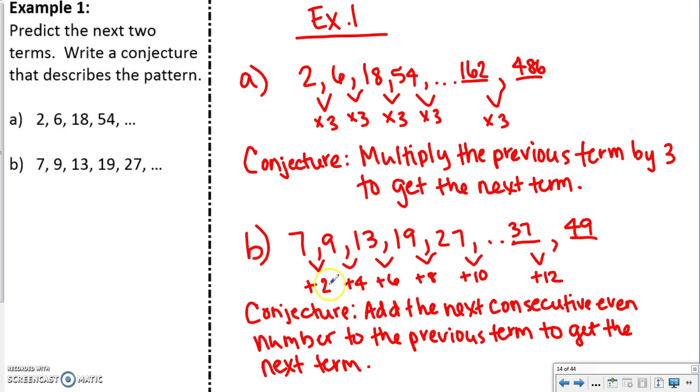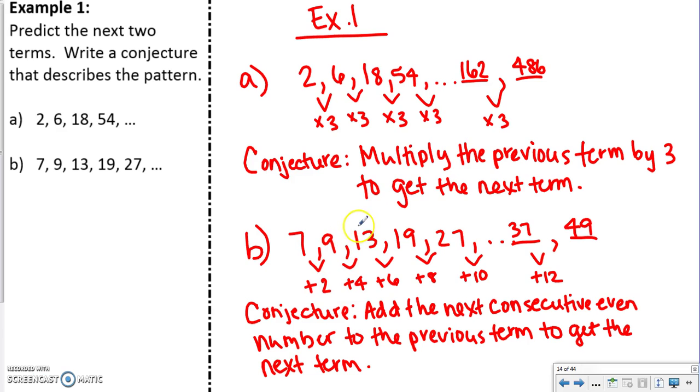If it was just adding plus 1, plus 2, plus 3, plus 4, going in order, then it would just say add the next consecutive number. You would get rid of the even part. Or if it said plus 1, plus 3, plus 5, plus 7, plus 9, you're adding the next consecutive odd number. So that's how you say that.